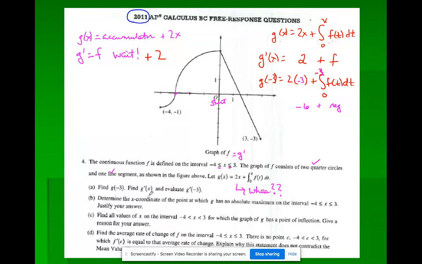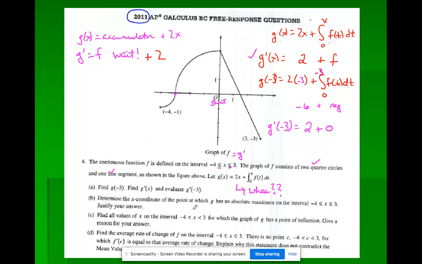Done, right? Evaluate g prime of -3. Well, what is g prime of -3? That is 2 plus f of -3. What is f of -3 though? 0, right? Crazy.